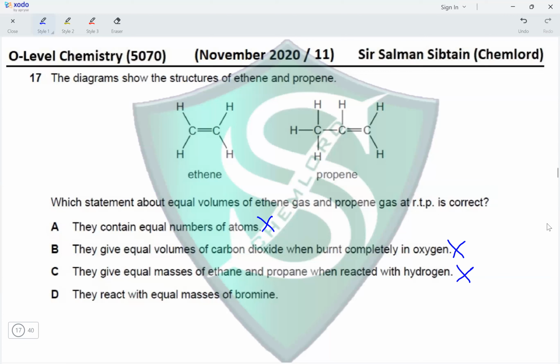And last, they react with equal masses of bromine. Yes, because both of them have a double bond present. So both of them will react with 1 mole of aqueous Br2 per mole of the compound. That means 1 mole of ethene will react with 1 mole of aqueous Br2, and 1 mole of propene will react with 1 mole of aqueous Br2. So this makes option D the correct option for this question.